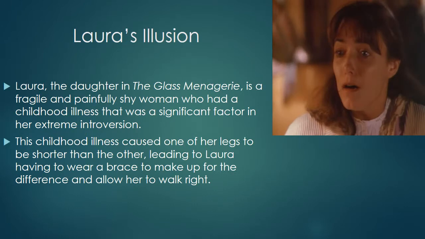Laura's illusion. Laura, the daughter in the Glass Menagerie, is a fragile and painfully shy woman who had a childhood illness that was a significant factor in her extreme introversion. This childhood illness caused one of her legs to be shorter than the other, leading to Laura having to wear a brace to make up for the difference and allow her to walk right.